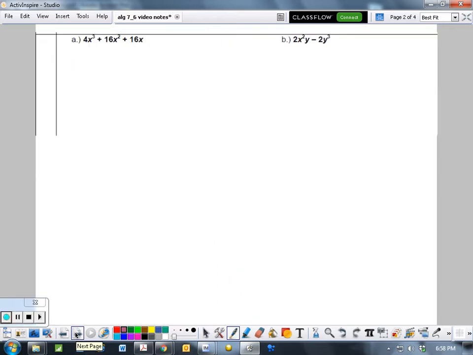Okay, next one. 4x to the third, plus 16x squared, plus 16x. So it looks like they all have an x, and they all can be divided by 4. So I'm going to factor out a 4x, which means it's going to look like 4x, and now I divide, so I get x squared plus 4x plus 4. And so now I'm ready to factor that inside.